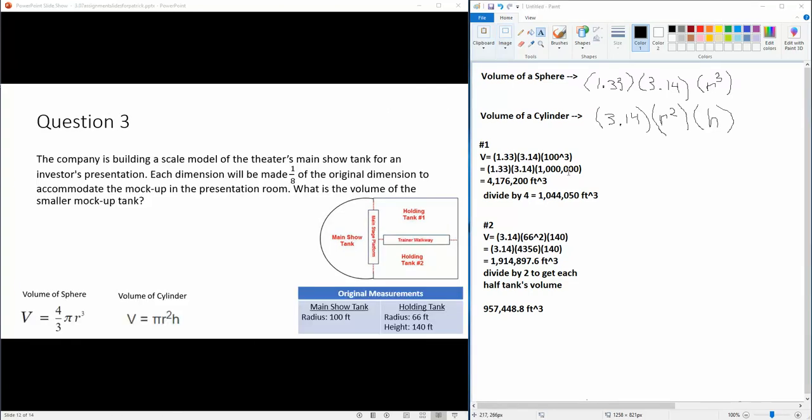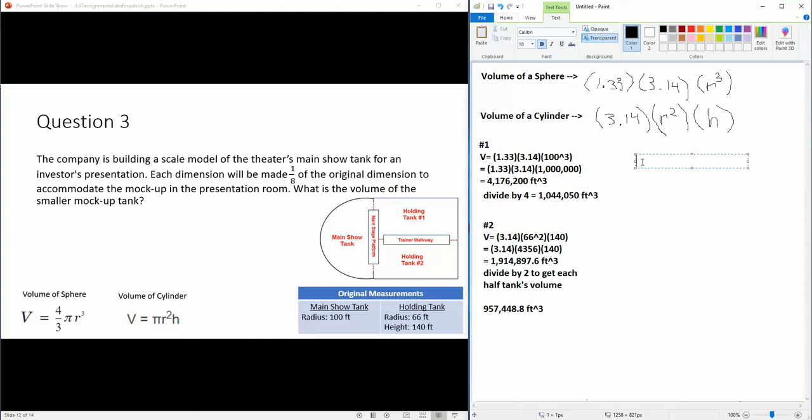Question 3 takes you back to that volume of a sphere, so the information from number 1. But the problem is, if you read this carefully, it says each dimension will be 1/8. Well, remember, that's not the total volume. We're not going back to number 1 and saying divide this by 8. Now, if I had said, I want you to tell me what is 1/8 the volume of the original volume, then sure. But this is saying 1/8 of the dimension. Well, our dimension was the radius.